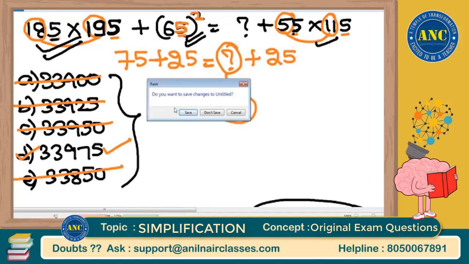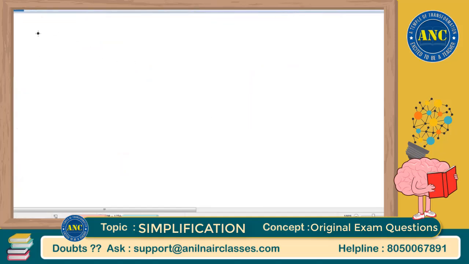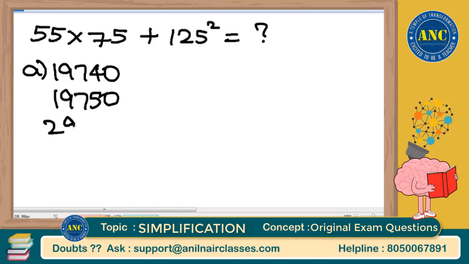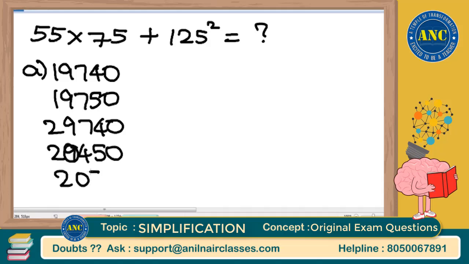Another example for my better understanding of my students. Suppose 55 into 75 plus 125 square is equal to question mark. Options are 19740, 19750, 29740, 20450, 20450, 20550, right? 20550. Now these are your answer options.